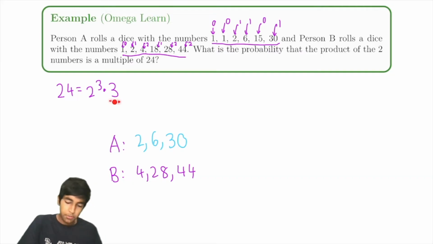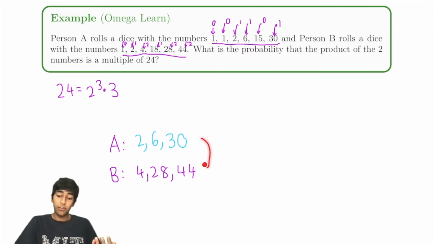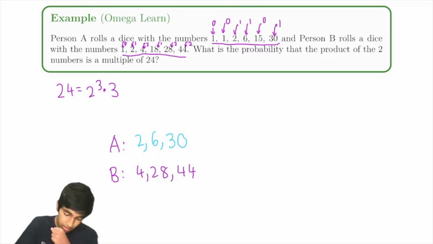Okay, but it also has to be a multiple of 3, the product. Let's take a look at which of these cases. We've already narrowed it down a lot, so we've got very few cases left to check. Person B, are any of these multiples of 3? Nope. 4 isn't, 28 isn't, and 44 isn't. What about A? Which one of these are multiples of 3? 2, of course, isn't, but 6 and 30 are.